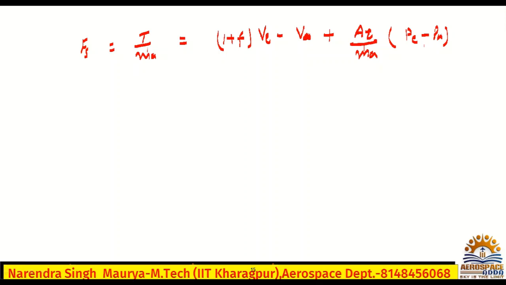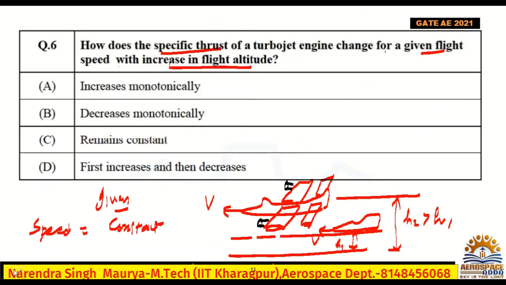Now check. We'll check the effect. In this case, I must say this is the momentum thrust and this is the pressure thrust. All right. Now check whether altitude is increasing or decreasing. Based on that we have to answer. Increase in altitude.